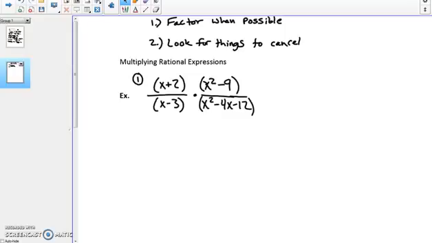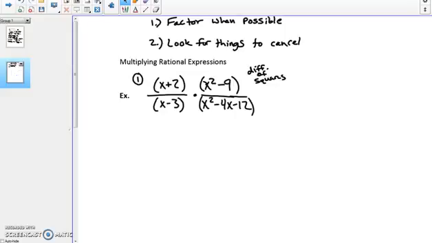So on the top left piece here, the x plus 2, does that need to factor? No, but it's by itself. We're in good shape. Let's look at the one below that, the x minus 3. Does that need to factor? No, that can't factor at all. How about over to the top right now? We have x squared minus 9. Yeah, that's a difference of squares.